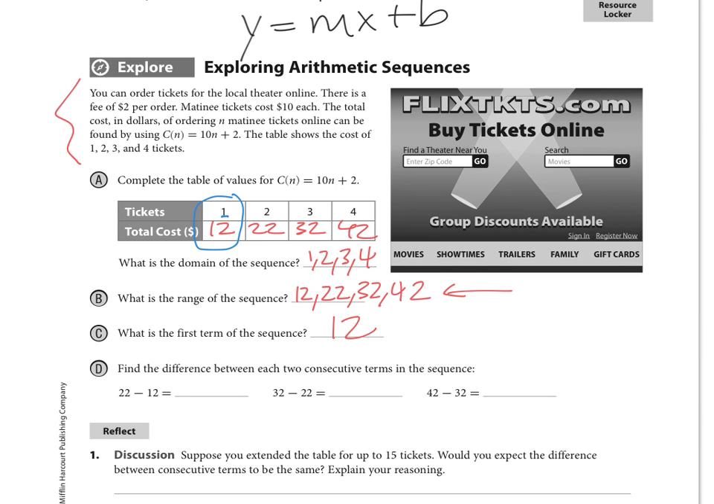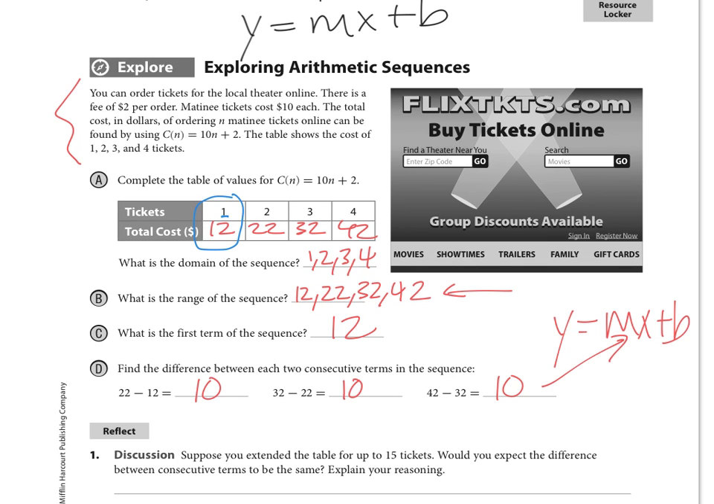It says find the difference between, well, we already know what the difference is. It's what we said it increases by, which is 10. Now, what's that 10 represent again? That is our slope. Okay? That corresponds to our slope.